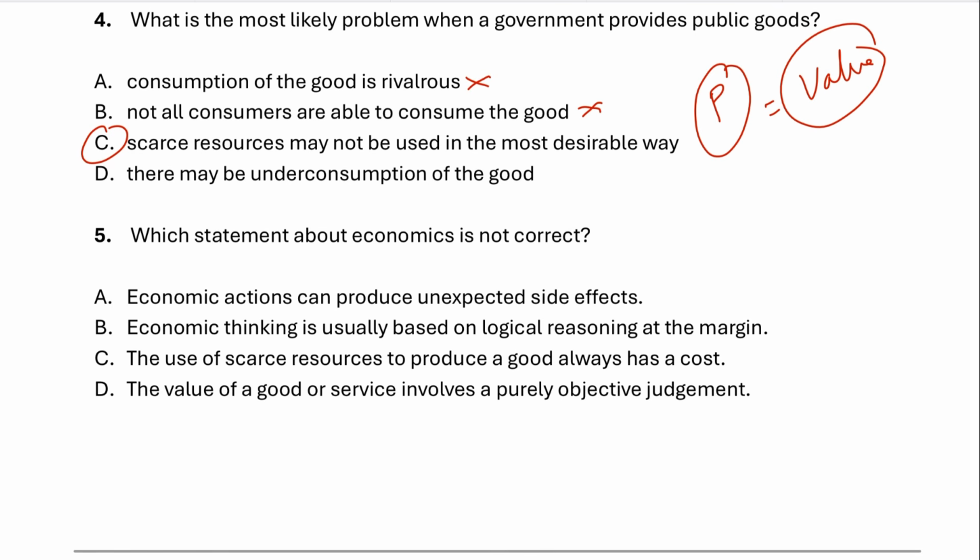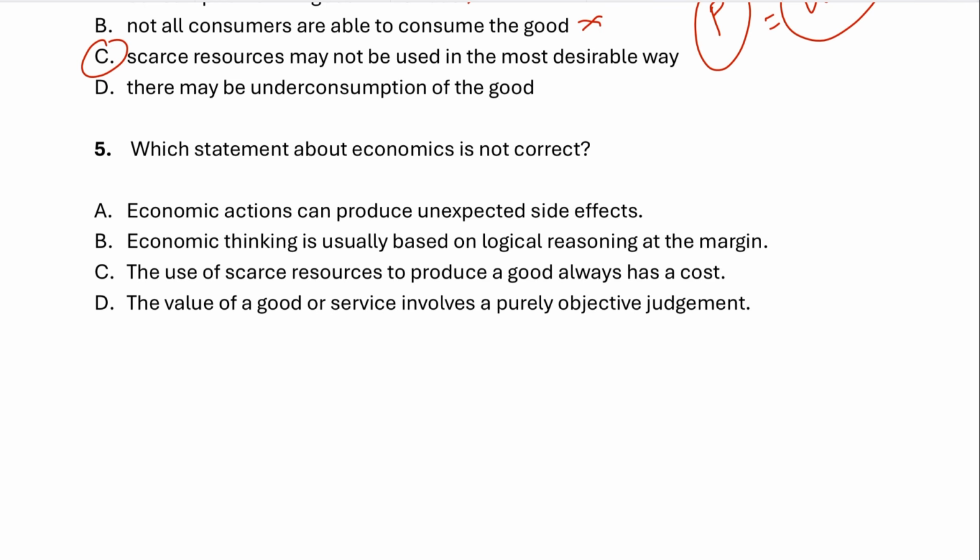Question number 5 says, which statement about economics is not correct? The correct answer should be D for David. This is not correct because value is often subjective, and different consumers would value the same good differently depending on their tastes, incomes, circumstances and needs. Economics recognizes that people make different choices based on their own preferences. So value in economics is not purely objective. It's subjective, right? That's what makes D the correct answer.